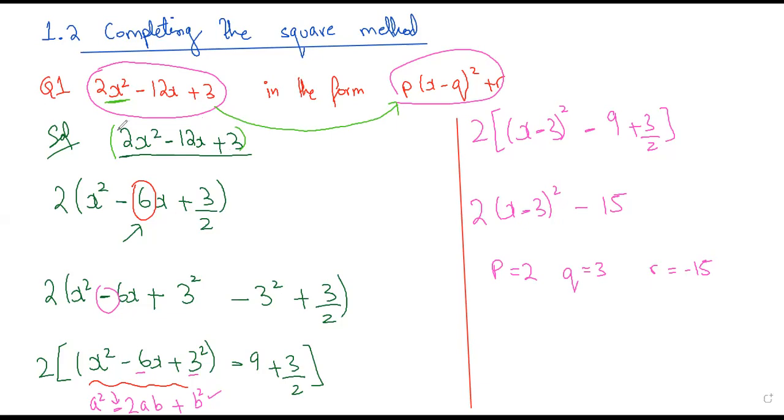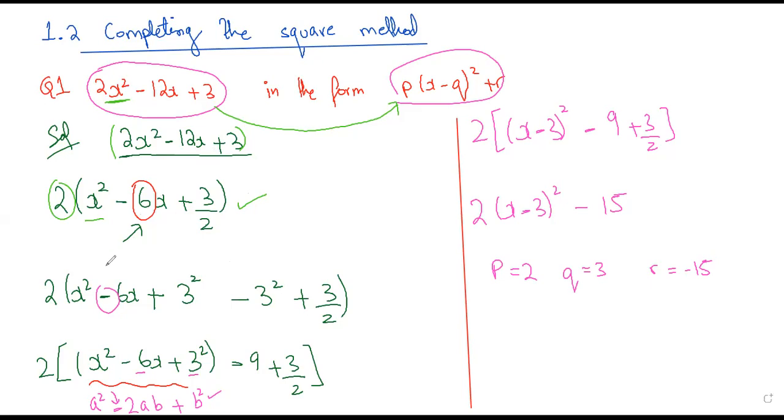Otherwise, you would not be able to apply the completing square method. So in order to get the coefficient of x squared as 1, I've taken 2 common from all these 3 terms, right? So this is what I would get. Okay, the first step was making the coefficient of x squared 1. We are done with it.